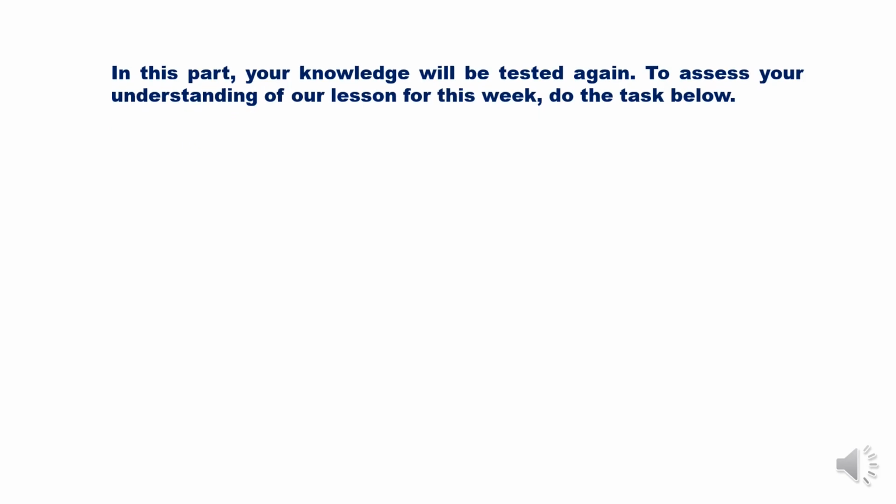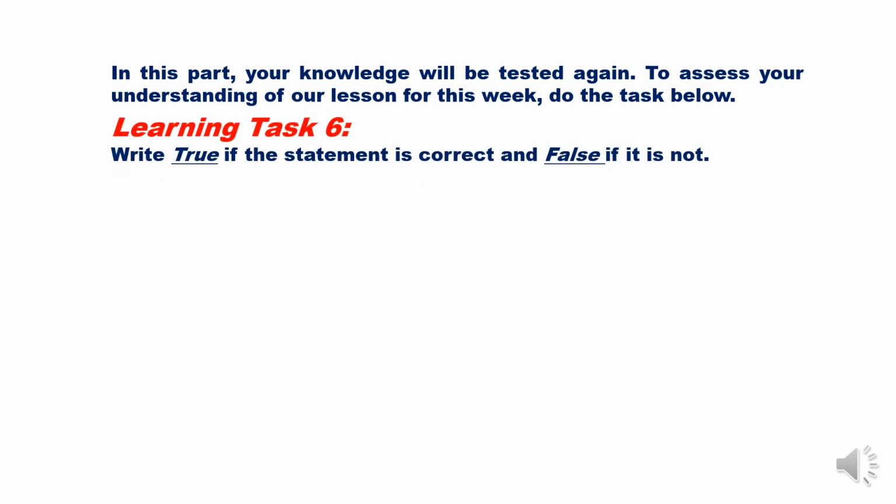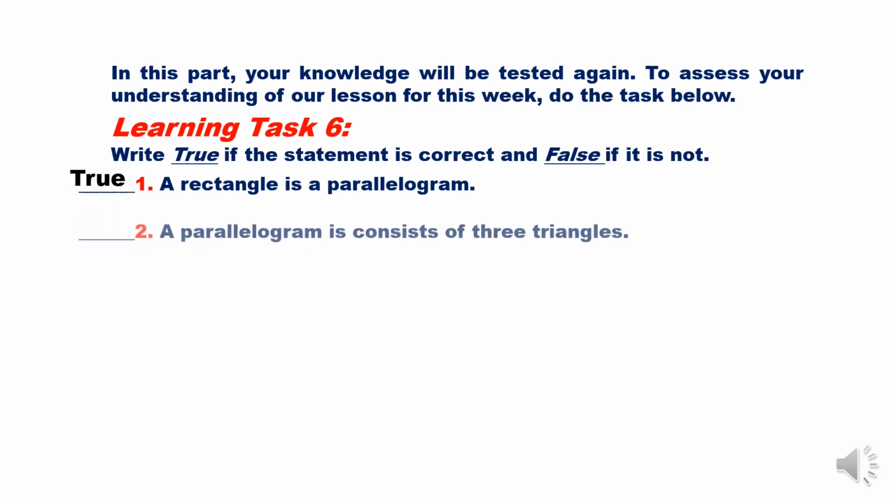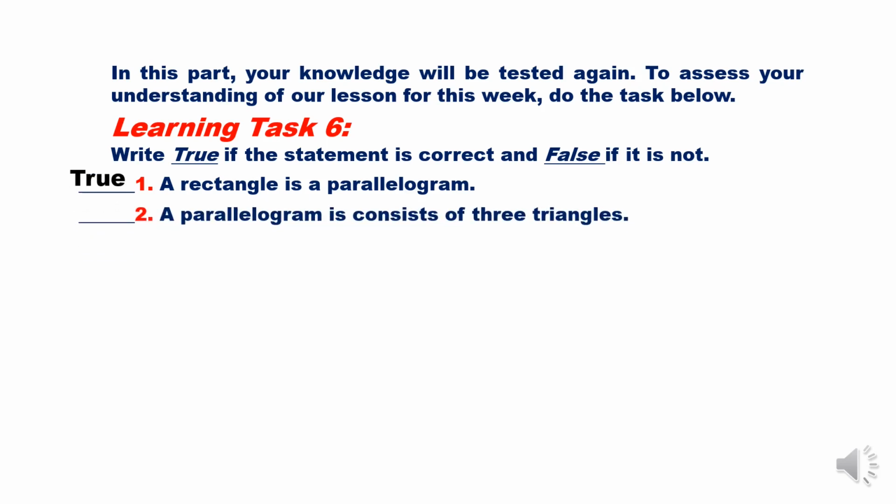In this part, your knowledge will be tested again. To assess your understanding of our lesson for this week, do the task below. Learning task 6. Write true if the statement is correct and false if it is not. Number 1. A rectangle is a parallelogram. Number 2. A parallelogram consists of 3 triangles.